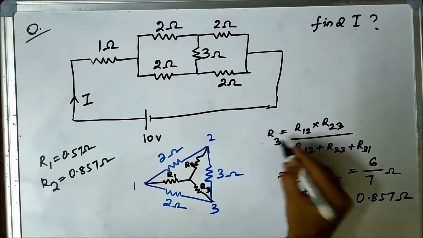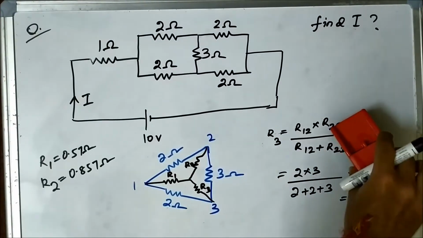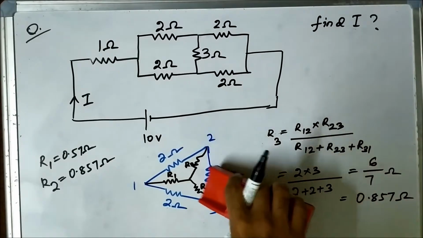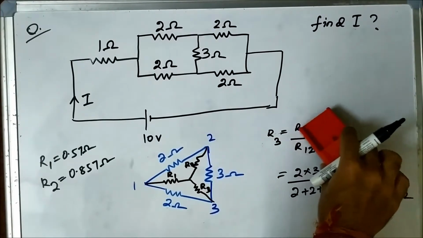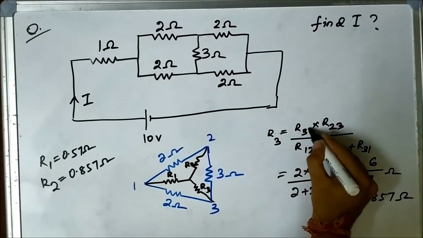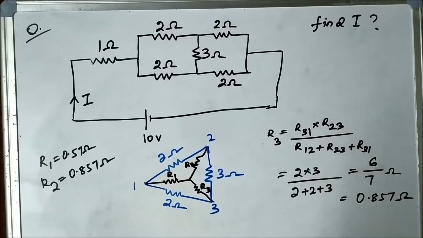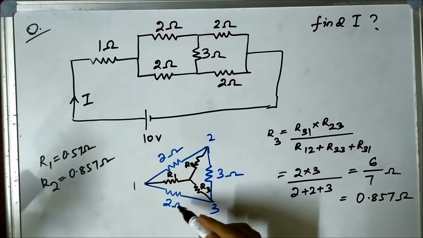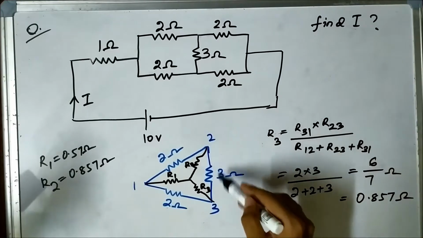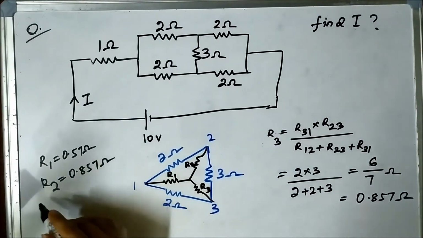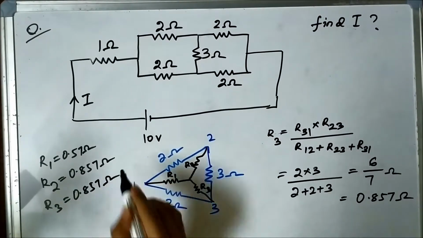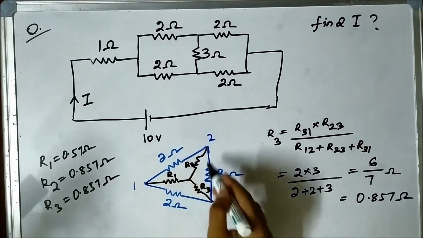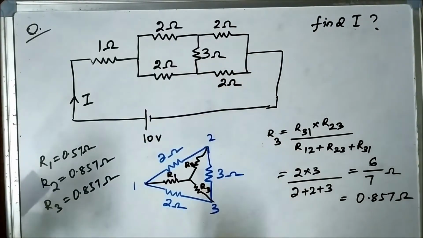So for calculation of R3 we have to include all those resistances in the numerator which have node 3 in common. Here R23 is already present, we have to include R31. R23 is equal to 3 and R31 is 2, so the same, 6 by 7 will be 0.857 ohm. So R3 will also be 0.857 ohm. Okay, so we just found the equivalent star shaped network.